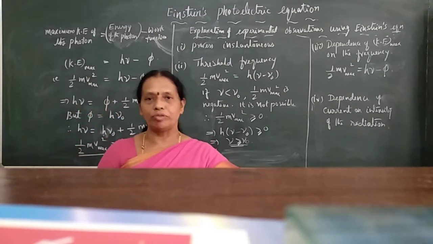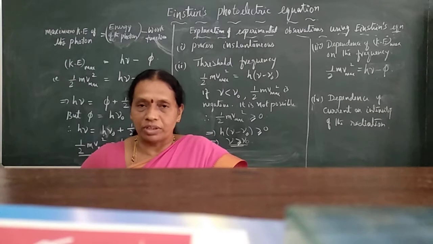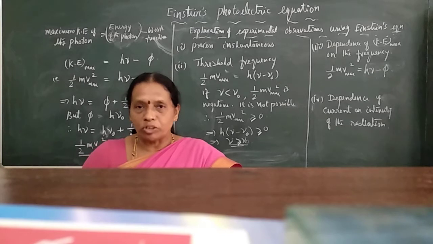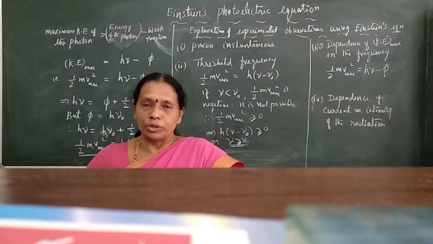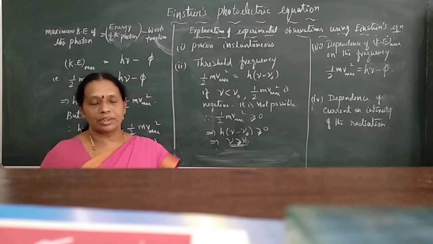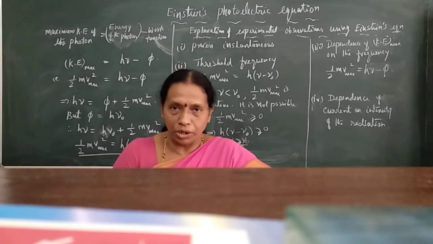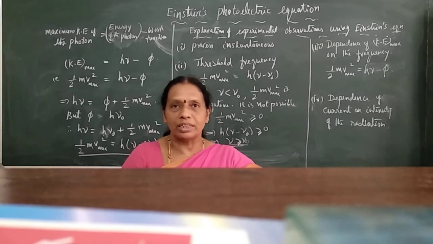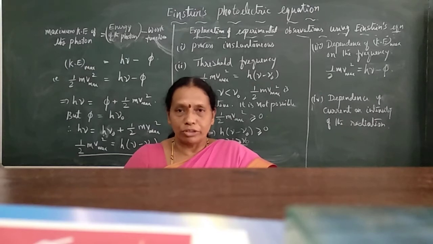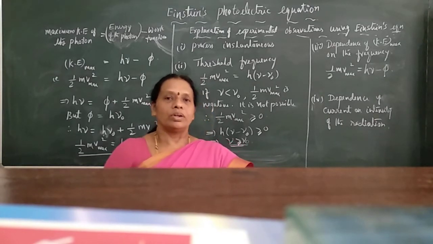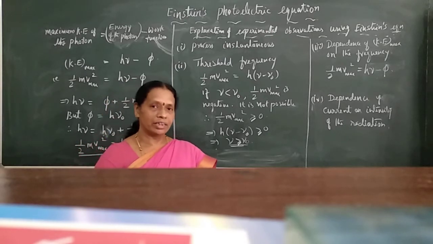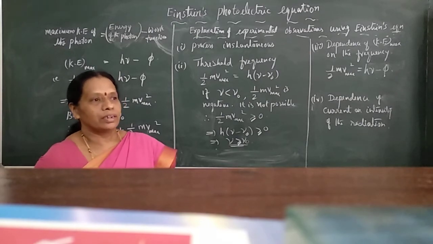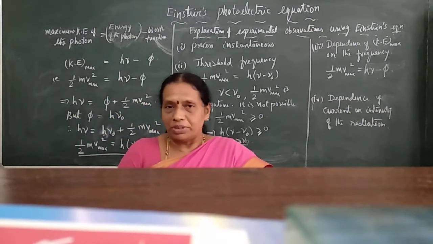The theoretical explanation for the experimental observations was given by Einstein. Einstein used Planck's quantum theory to explain the experimental observations of the photoelectric effect, which we studied. According to Planck's quantum theory, a radiation consists of photons. Photons are nothing but energy packets, also called quanta. Using this quantum theory, Einstein gave an equation for the photoelectric effect.